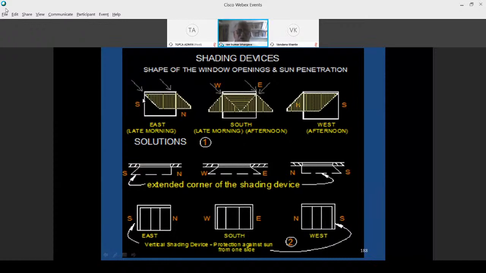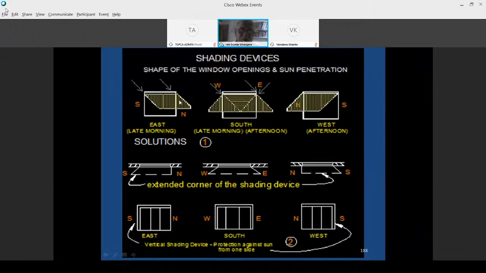Then for a window on the southern side, when the sun will be in the southeast direction during late morning, this triangular portion will be exposed to sun. During afternoon, this triangular portion will be exposed to sun, but this central triangular portion will always remain in shade.